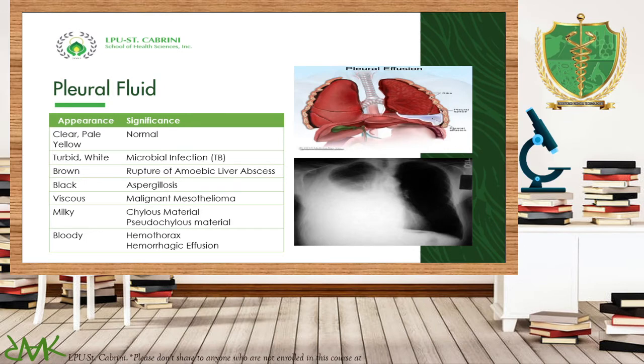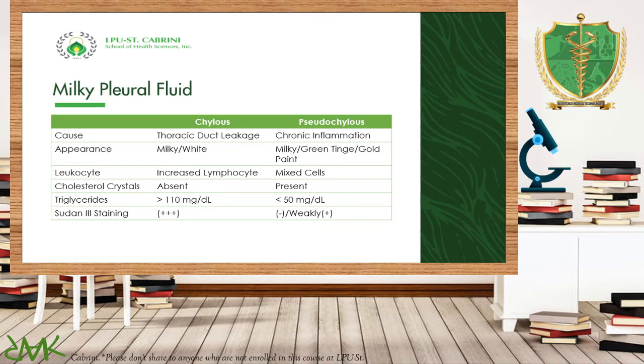Like I said, we're going to differentiate chylous from pseudochylous material, and hemothorax from hemorrhagic effusion. Remember, a pleural fluid that appears milky is due to chylous or pseudochylous. What do we mean by chylous? A chylous pleural fluid is due to thoracic duct leakage. I repeat, when we say chylous, that is due to thoracic duct leakage.